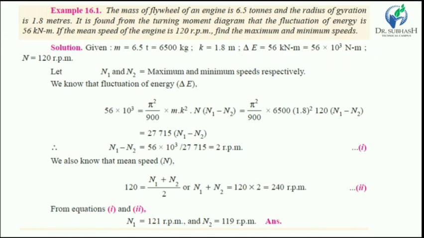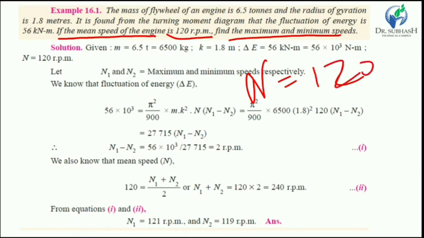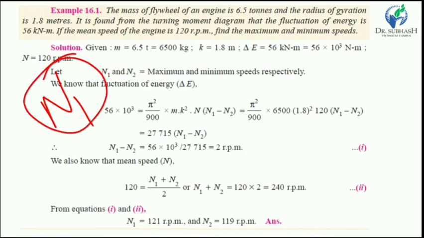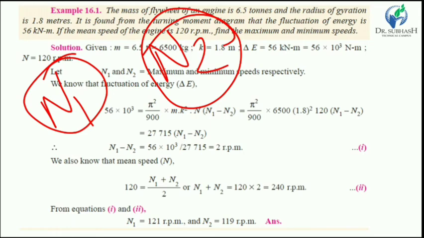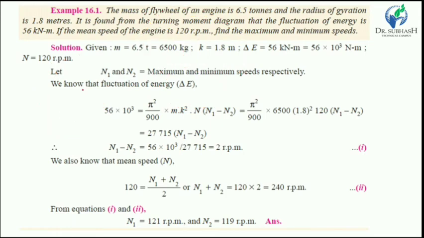Now, if the mean speed of the engine is 120 rpm, find the maximum and minimum speeds. So we have the mean speed N in rpm, N is equal to 120 rpm. So we have to find out the maximum and minimum speeds, N1 and N2. N1 is the maximum and N2 is the minimum.